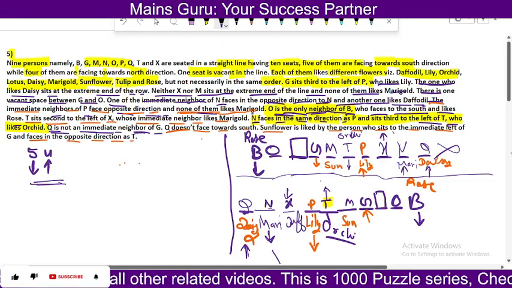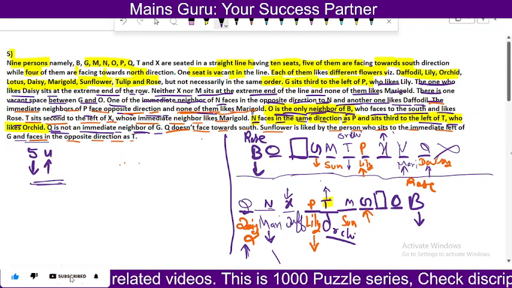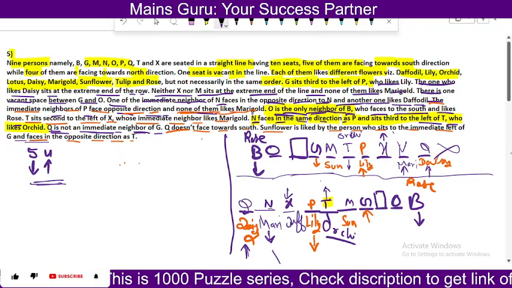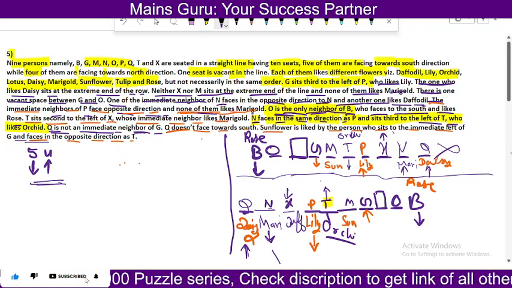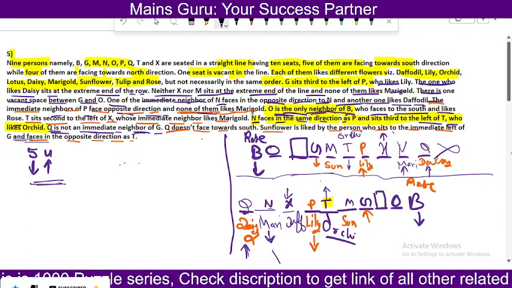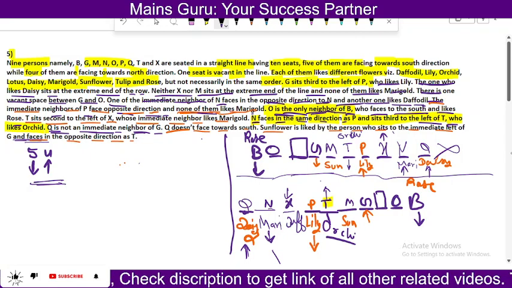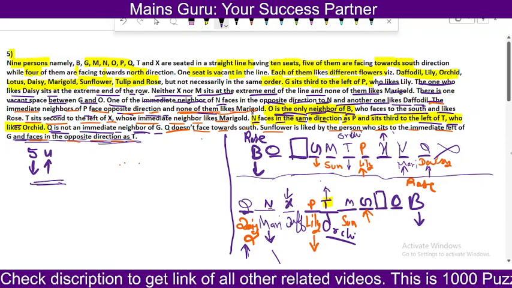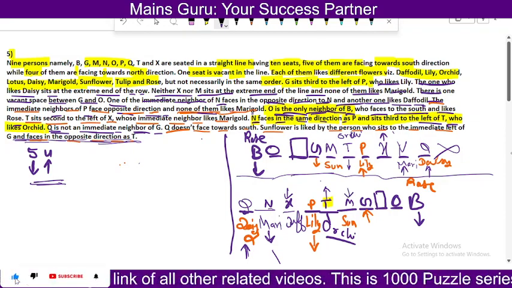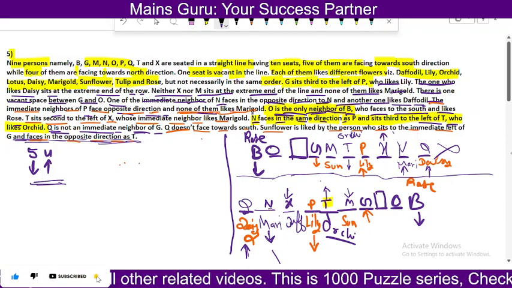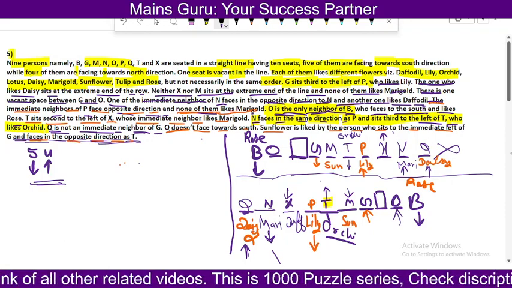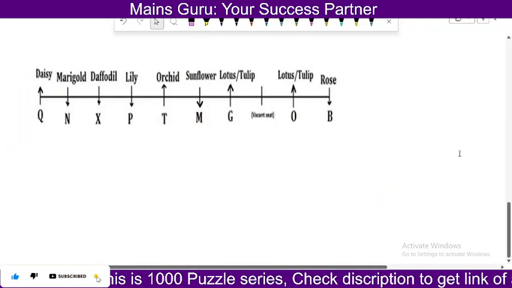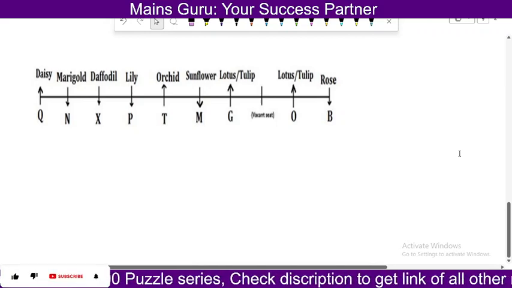Okay, see, this last condition we forgot here, that Sunflower is liked by the person who sits immediate left of G. Done. But after this, the Sunflower faces in the opposite direction as T. So if T is facing towards north, then it will face south. Okay, so all the souths are done, so the remaining will face north. I hope you understand this. So this will be our final answer, so you can match it here. Okay, so let's see the next puzzle.